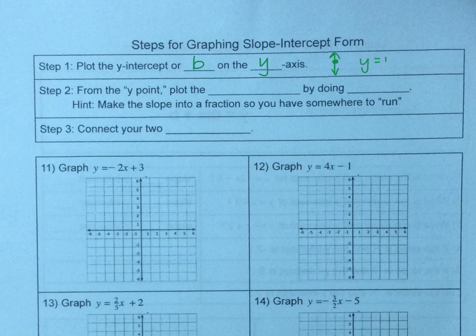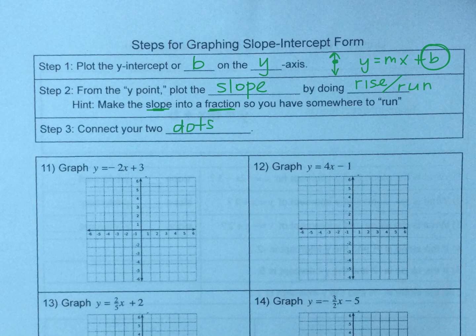And it's y equals mx plus b. So whatever that b tells me, that's where that dot goes. Step 2, from the y point, you're going to plot the slope by doing rise over run. Make sure to turn your slope into a fraction and just put a 1 under it so it can run. And I'll show you what that means in a second. So you'll have 2 dots at that point and you'll connect the 2 dots and you'll have a line.